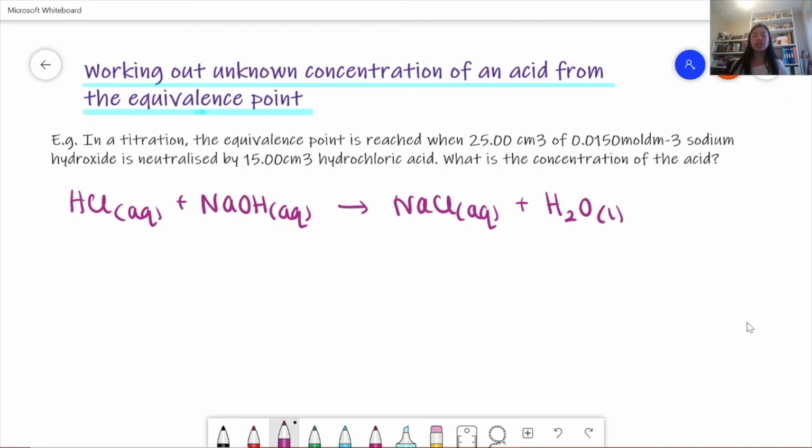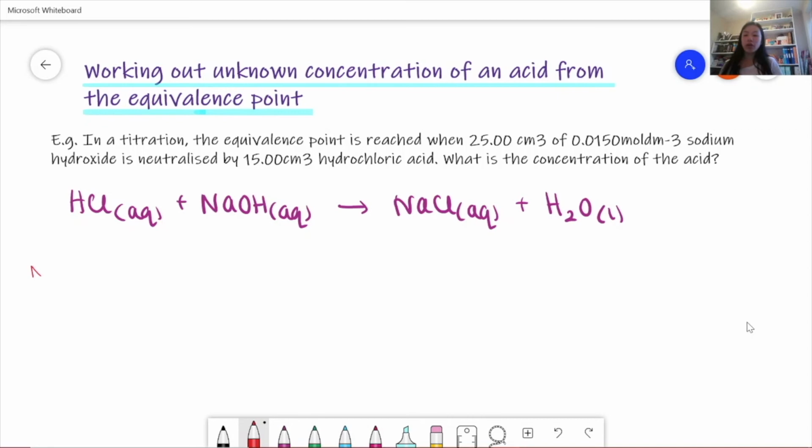So from the equation, the ratio between sodium hydroxide and hydrochloric acid is 1:1. And that means that at equivalence point, the moles of hydrochloric acid and sodium hydroxide should be the same. And so if we work out the moles of sodium hydroxide, the number of moles of hydrochloric acid should be the same, and so therefore we can find the concentration.